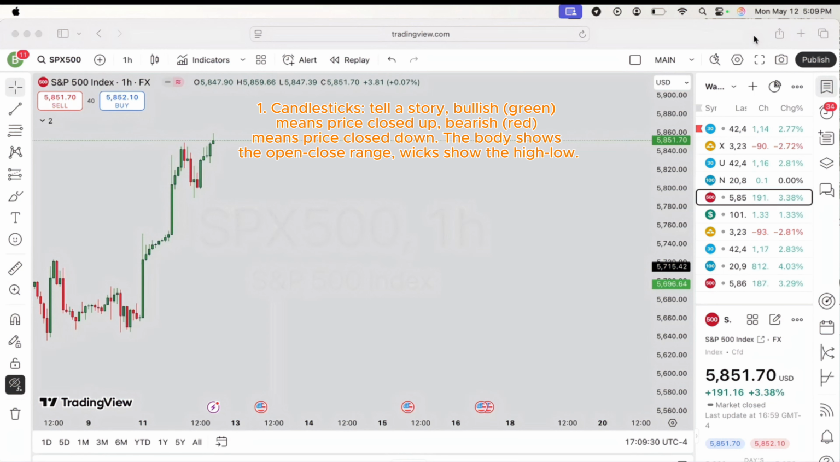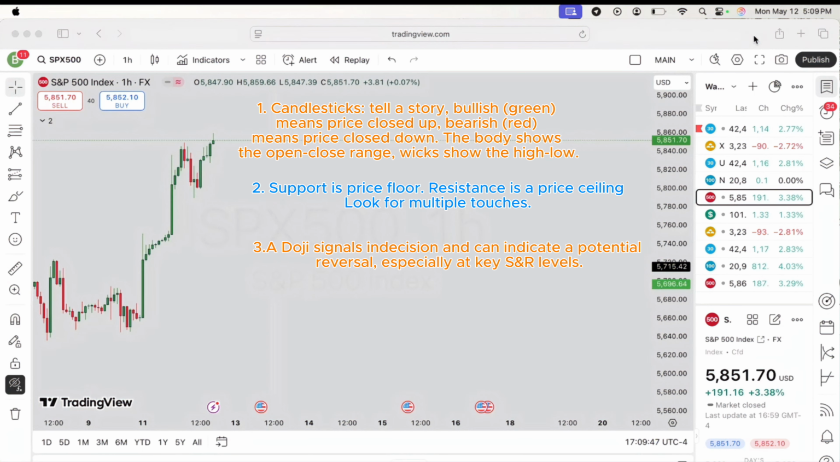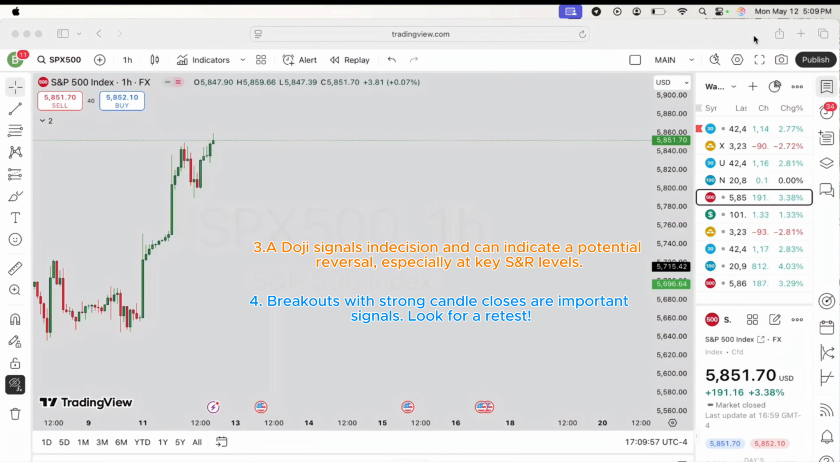So let's quickly recap. Candlesticks tell a story. Bullish or green means price closed up. Bearish or red means price closed down. The body shows the open and close range, and wicks show the high and the low. Support is a price floor. Resistance is a price ceiling. Look for multiple touches. A doji signals indecision and can indicate a potential reversal, especially at key support and resistance levels. Breakouts with strong candle closes are important signals.